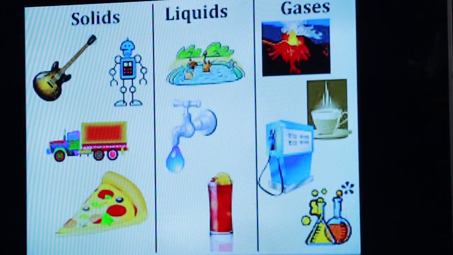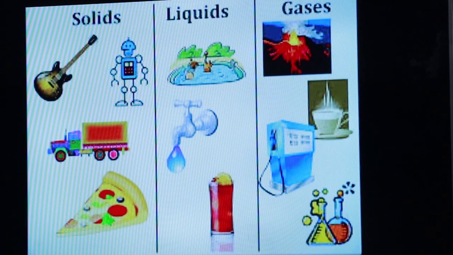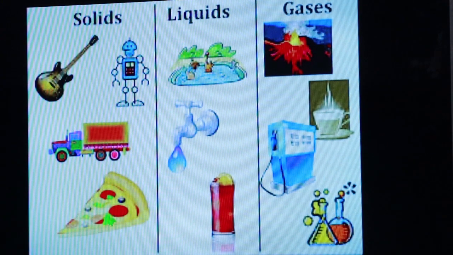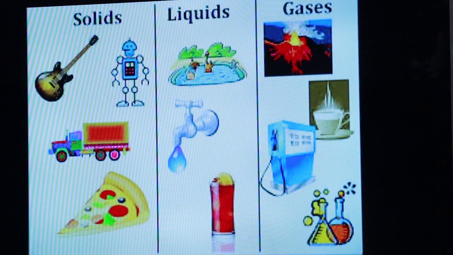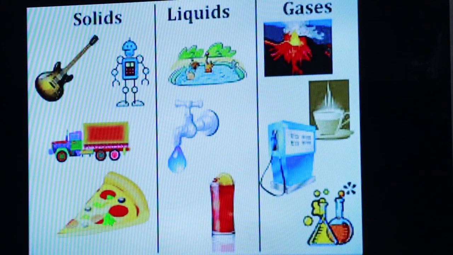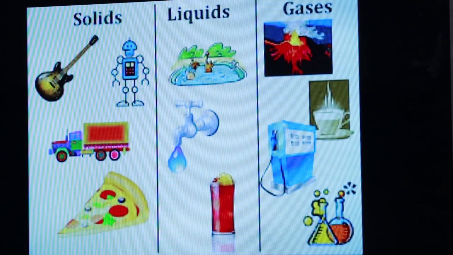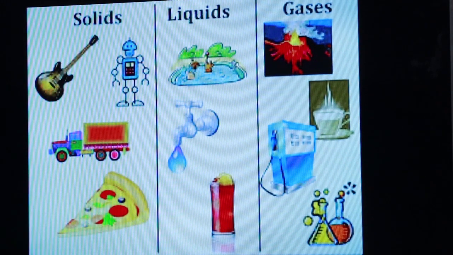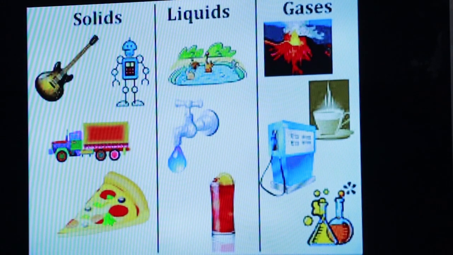Everyone look at the screen. Here you can see in solid state a guitar, a robot, a vehicle, and a pizza piece. In liquids, a pond and water, then a juice. In gaseous, gas rising from a volcano, a cup of tea, the nitrogen gas filling the balloons, and some gases evolving from chemicals. Here you just classify different materials you can see in your home and your surroundings.